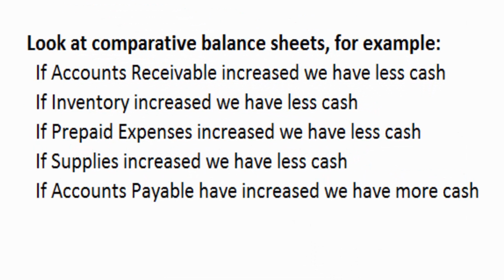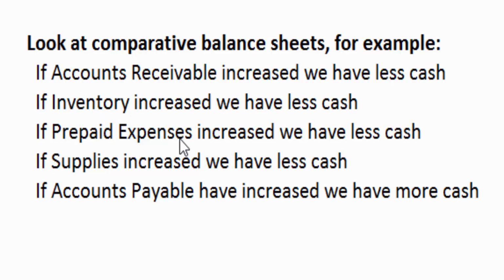The next step is to look at the comparative balance sheets. Let's look at the balance sheet at the end of last year and the end of this year and see if the changes in the current assets and current liability accounts related to operations can help us explain what happened to cash. For example, if accounts receivable increased, that means our customers owe us more cash, so we have less cash. If inventory increased, it means we've invested cash into inventory, but it hasn't hit our income statement yet because it's still hanging out on the balance sheet.